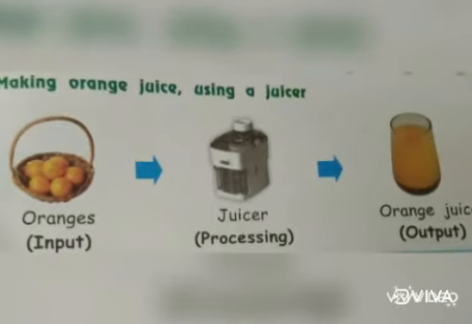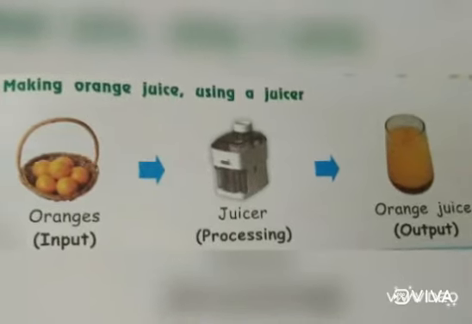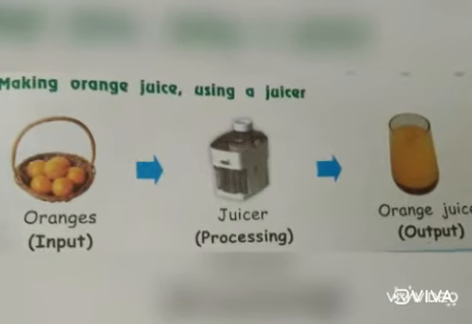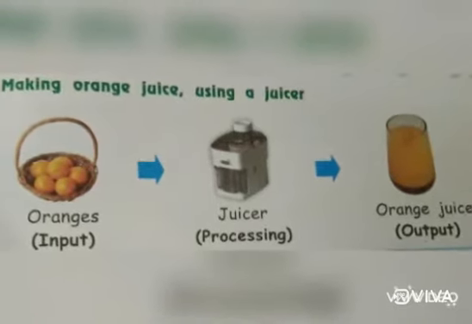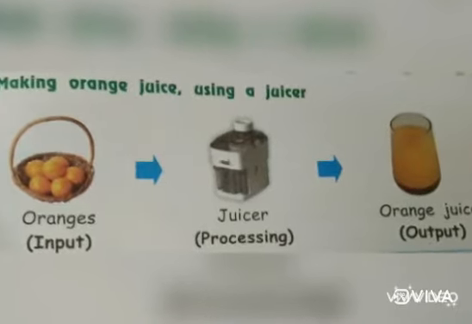Making orange juice using a juicer. Children, when we put oranges in the juicer, it's input. The juicer making juice from oranges is processing. At the end, when we get orange juice, it's output.